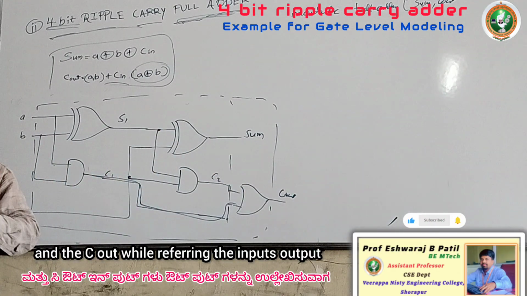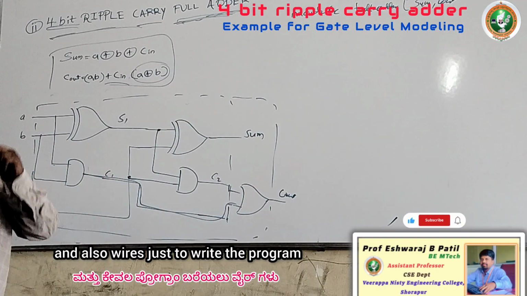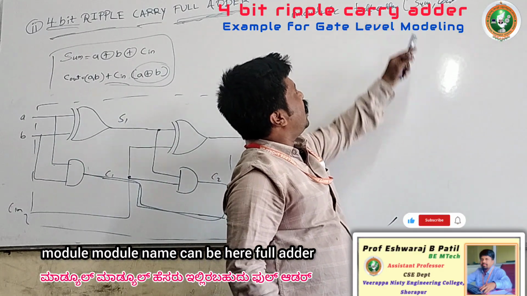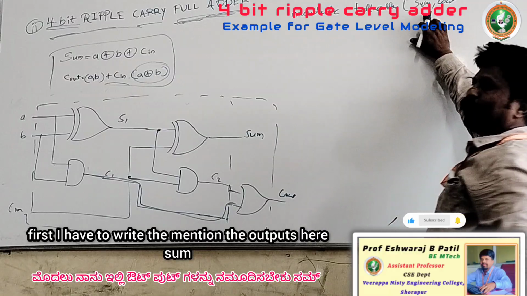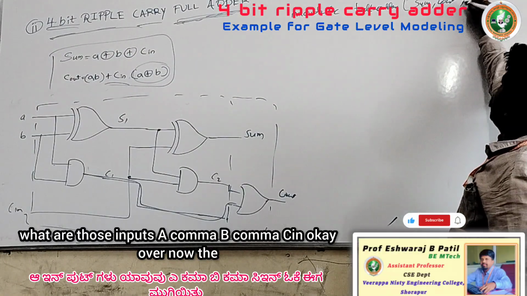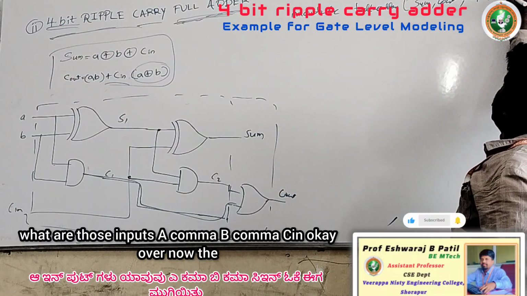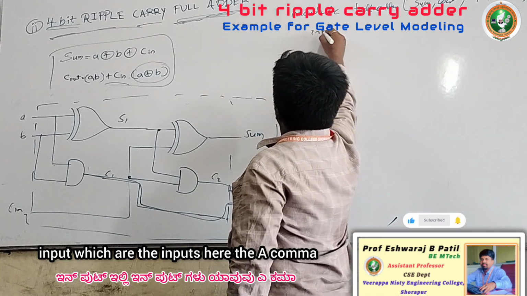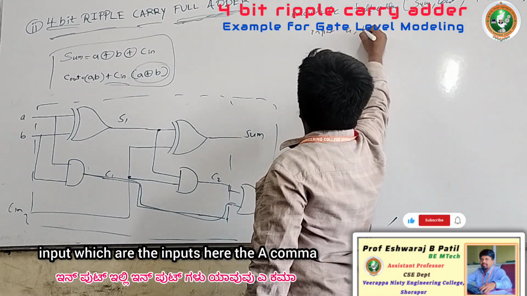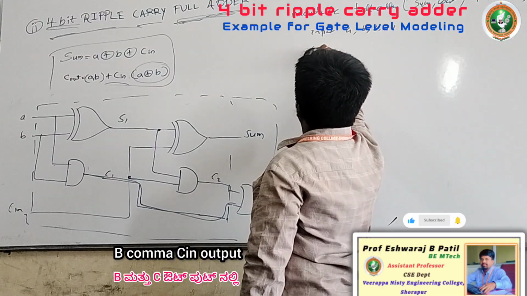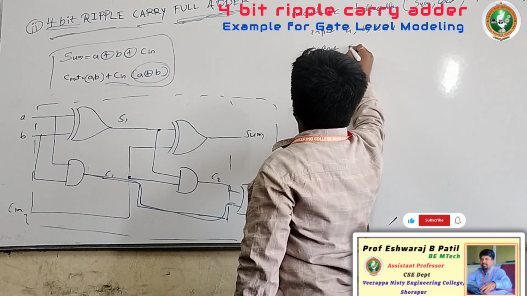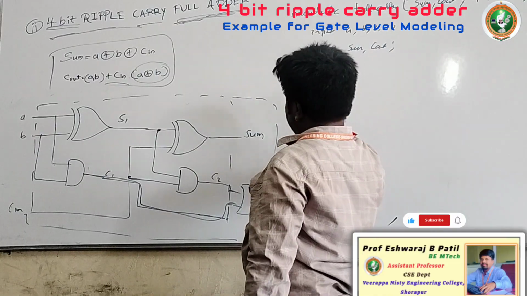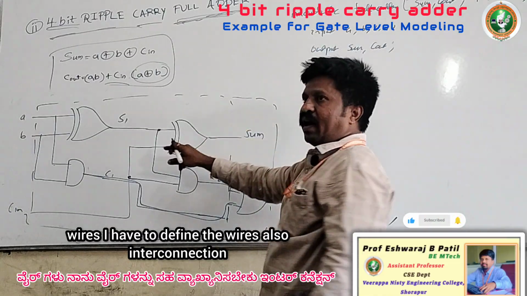While referring to the inputs, outputs and also wires, write the program. The module name can be full adder. First I have to mention the outputs here, sum and the C out. Inputs, what are those inputs? A, B, C in. Okay, over. Now the inputs: A, B, C in. Outputs: sum and the C out. Now the wires, I have to define the wires also.